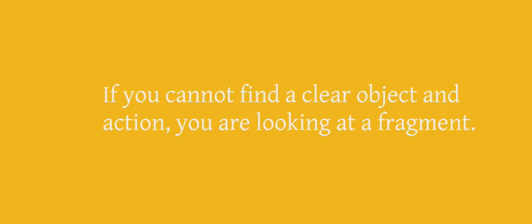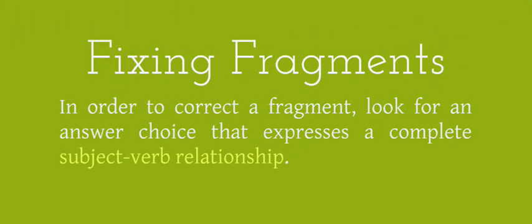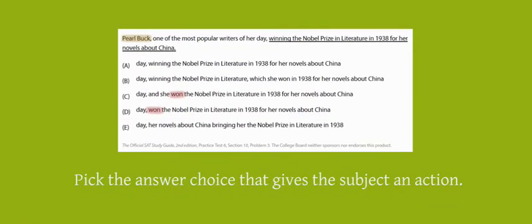If you can't find a clear object and action, you are looking at a fragment. When in doubt, I'm just encouraging you to revise, right? Even if you're not positive, you'll probably improve your sentence through revision anyway. How do you fix these things? Well, you have to look for the complete subject and verb.